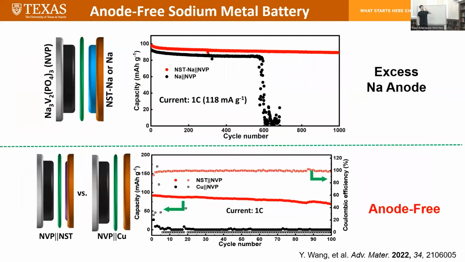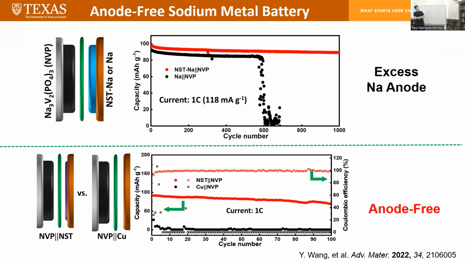Okay, I guess this is my last slide before I conclude. So again, we made the anode-free sodium batteries. We use the very typical sodium vanadium phosphate as the cathode material. On the top is what we call the excess sodium case, where even for the baseline, if you couple with sodium metal, you can still cycle 600 cycles under 1C without failure. But after 600 cycles, the baseline fails, while our modified cell can still cycle up to 1,000 cycles.